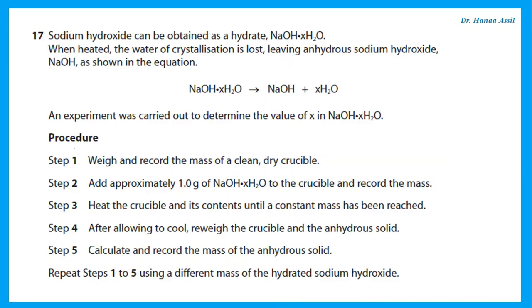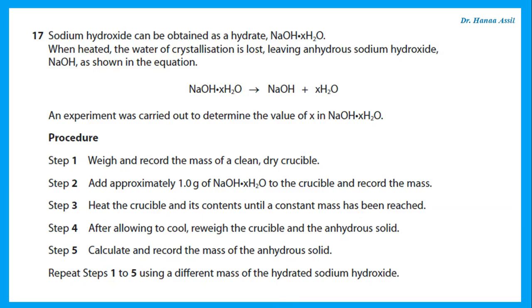Sodium hydroxide can be obtained as a hydrate. When heated, the water of crystallization is lost, leaving anhydrous sodium hydroxide. An experiment was carried out to determine the value of X in the hydrated salt. Weigh and record the mass of a clean, dry crucible. Add approximately 1 gram of sodium hydroxide X water to the crucible and record the mass. Heat the crucible and its contents until a constant mass has been reached.